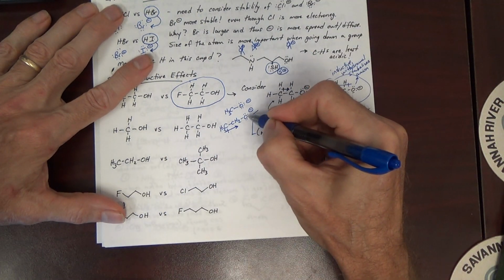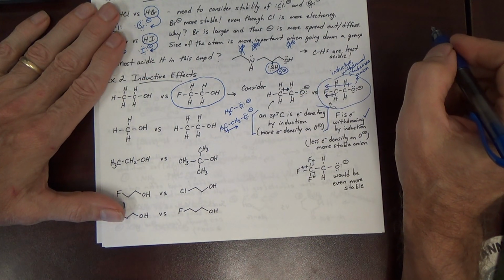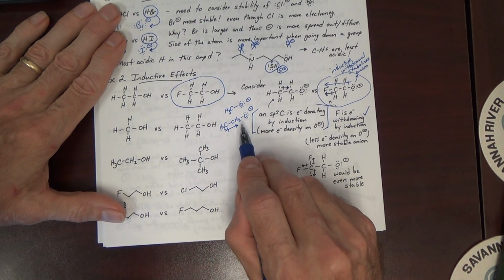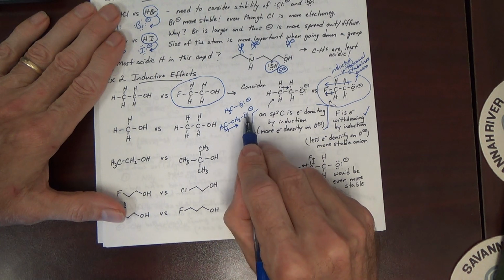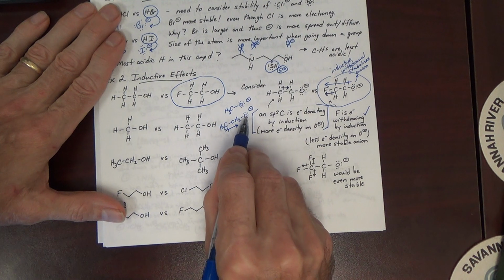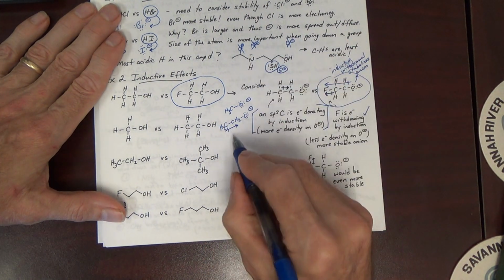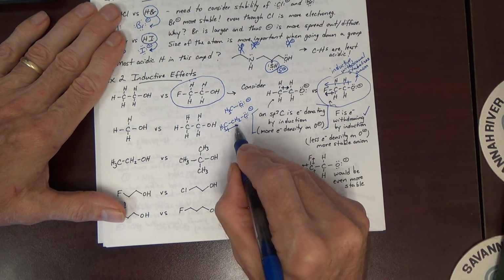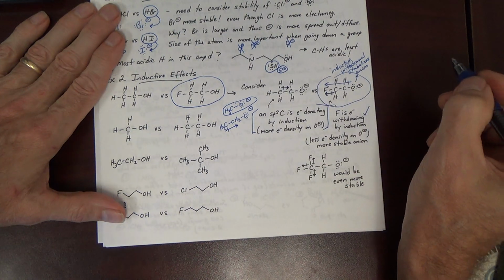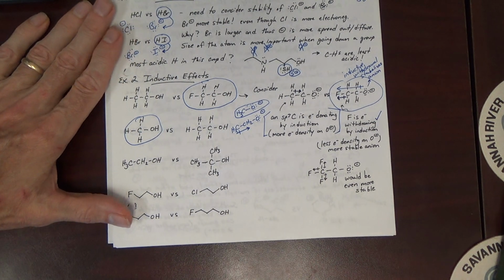Does that stabilize the anion or destabilize it? Well, it destabilizes it. If you have an anion, pushing electrons towards it makes it even more electron rich, even greater anion. We want to move towards neutral. This is not helping us move towards neutral, so this is actually a bad thing, making this the better one. Thus, this alcohol is more acidic than this alcohol.